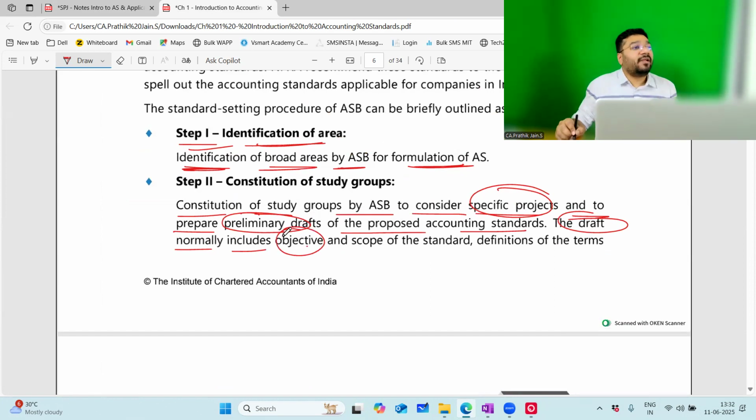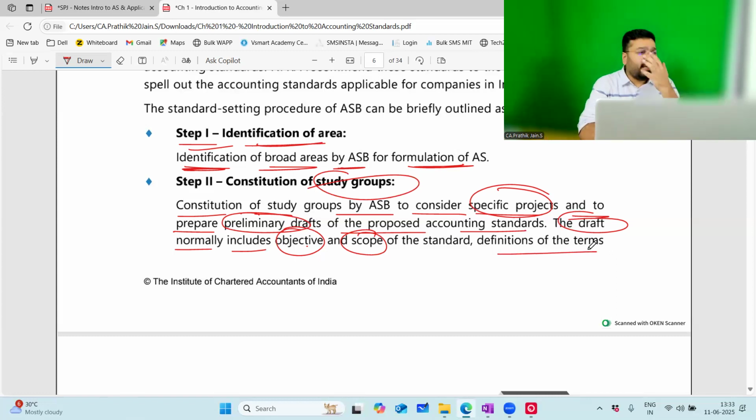AS2, what is the objective? AS3, what is the objective? AS9, what is the objective? AS10, what is the objective? And the scope of the standard. This AS will cover which and all items. So AS2's scope is restricted only to inventory, nothing beyond that. Like that, AS10's scope is restricted to PPE, property, plant, equipment, which is tangible assets, whereas for intangible assets, we have AS26. The scope of the standard has been agreed. By whom? These study groups.